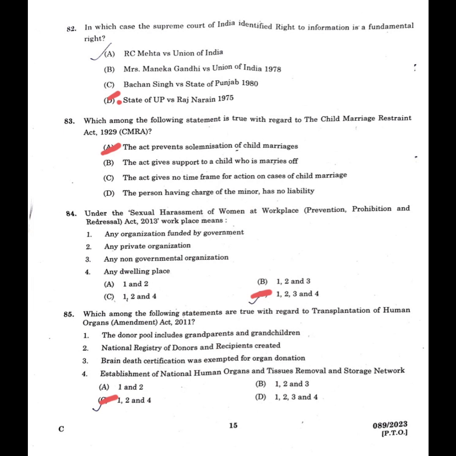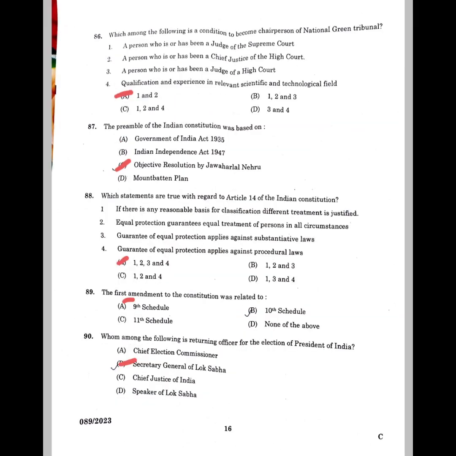Question number 85. Which among the following statements are true with regard to the Transplantation of Human Organs Amendment Act 2011? The correct answer is option C, 1, 2, and 4. The donor pool includes grandparents and grandchildren. National Registry of Donors and Recipients created. And the last one, establishment of National Human Organs and Tissues Removal and Storage Network. Option C. Question number 86. Which among the following is a condition to become chairperson of National Green Tribunal? Option A is the right answer.